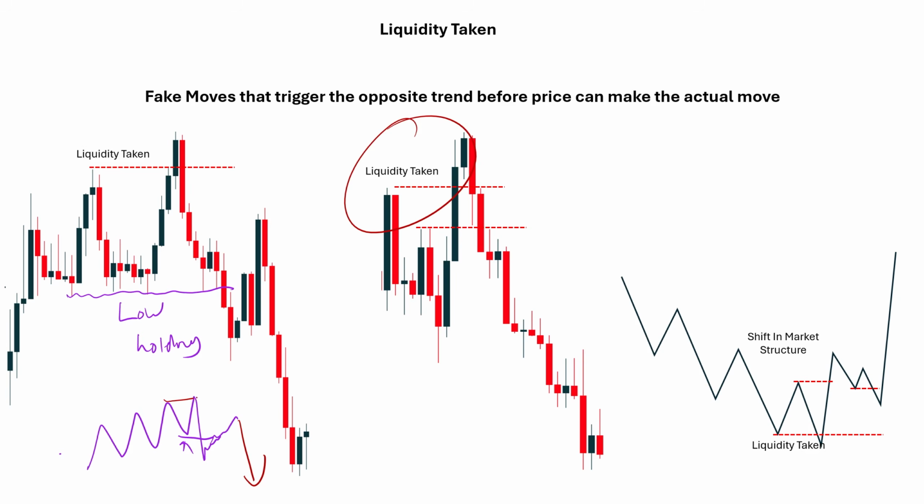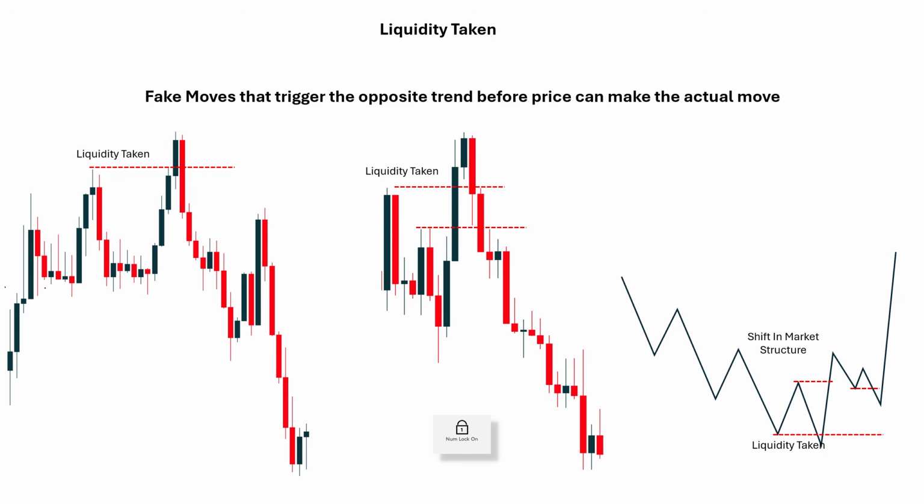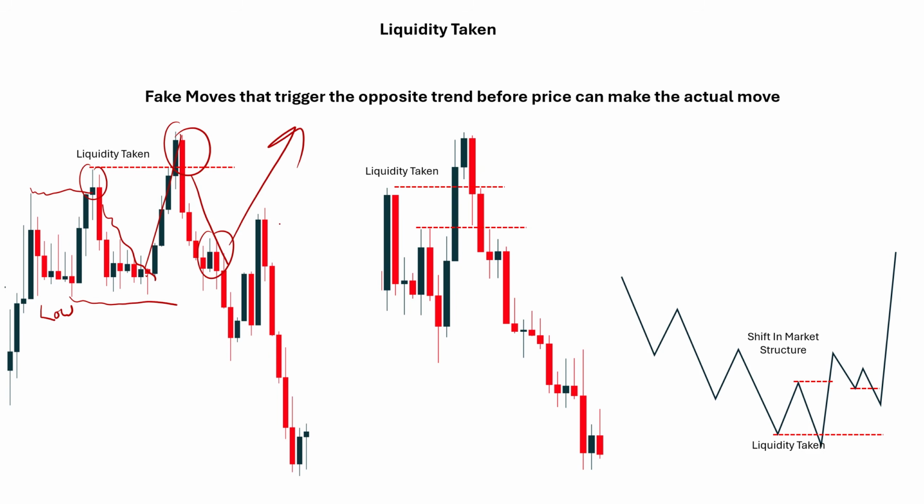It's just a manipulation. For an example, we have this low here, and then price broke this low, but price did not break this low again. It shot to the upside. While we were waiting for this move to the upside, the market shot to the downside eventually. I hope you understand it. It's just a very clear concept.